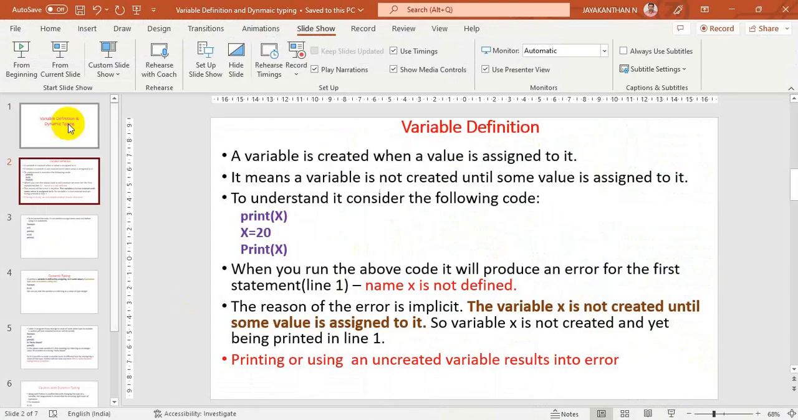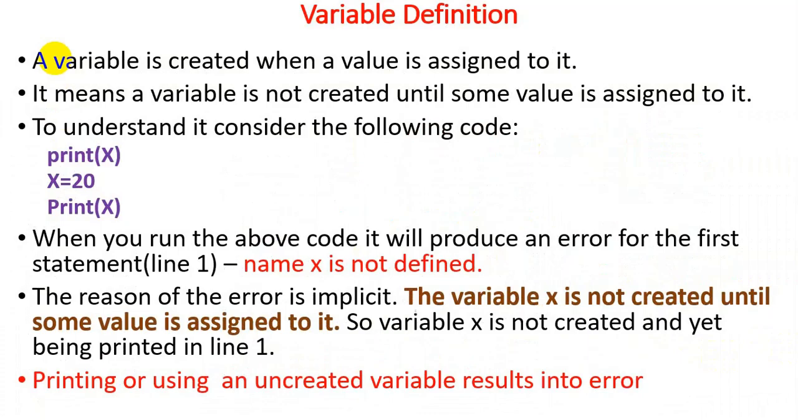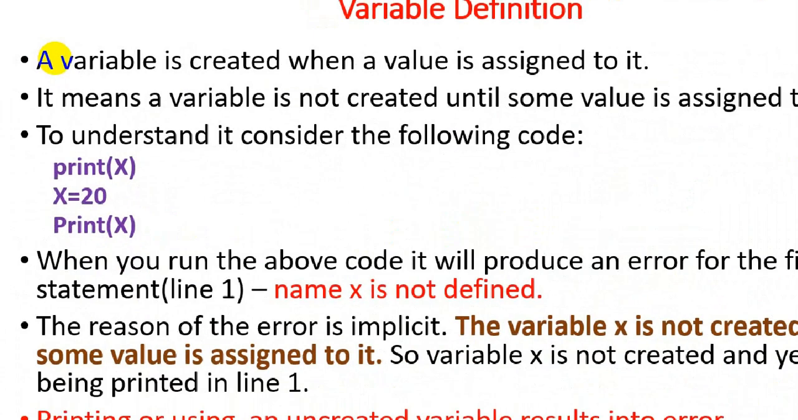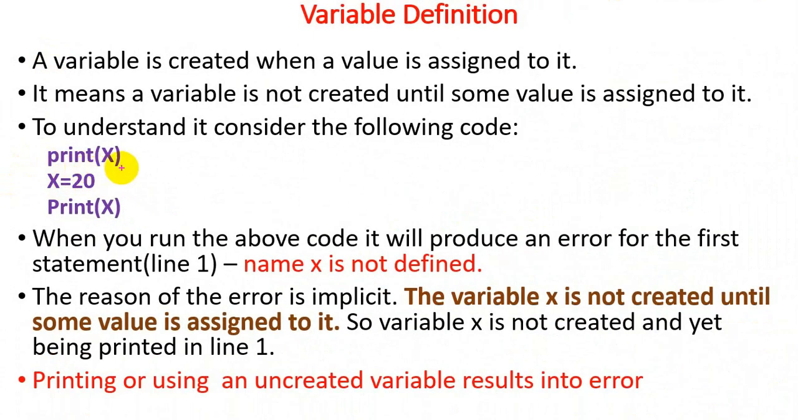Why does it show an error? We'll analyze why it shows an error. Because we are directly printing this x without assigning a value. That means the variable x is not created at the time. When you run the above code, it will produce an error for the first statement in line 1: the name x is not defined. The reason for the error is implicit. That means the variable x is not created until some value is assigned to it. The variable will get created only when you assign a value. Otherwise, the variable won't be created.